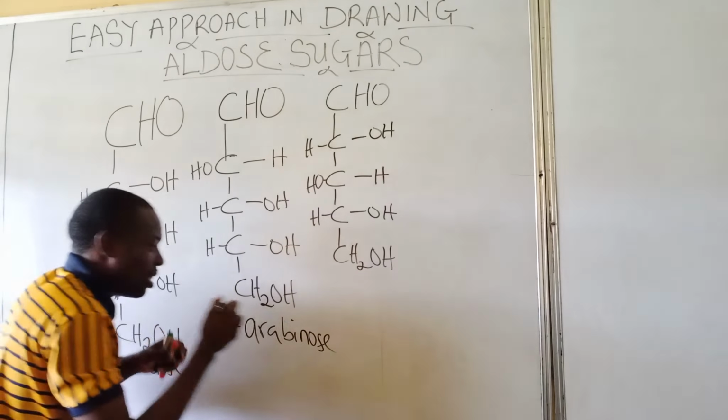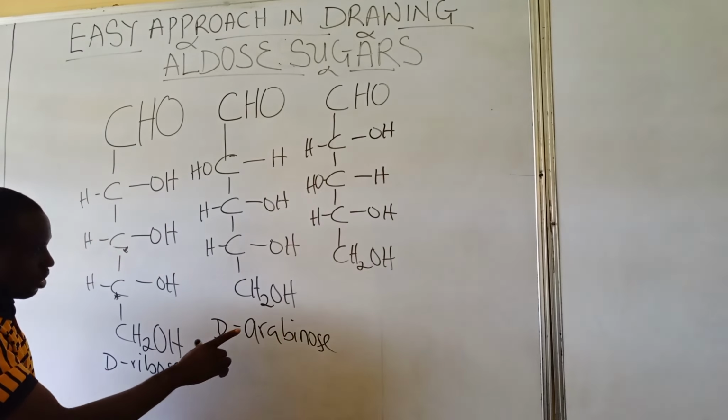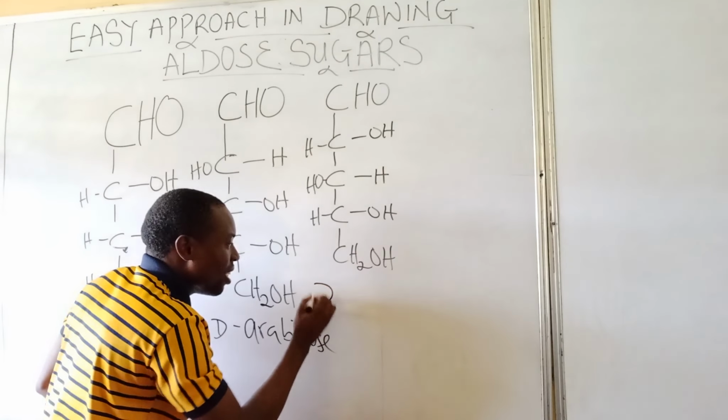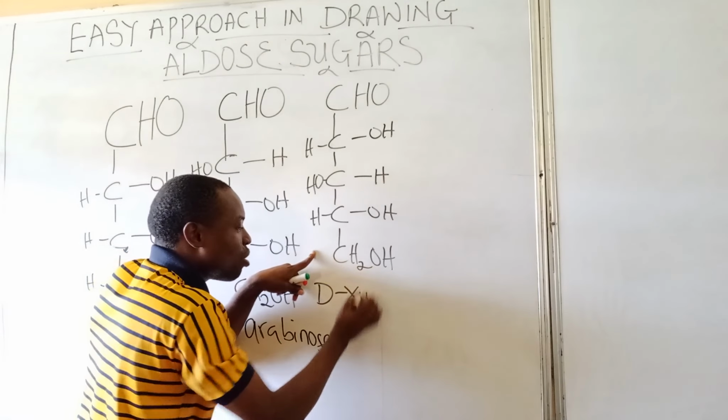So let's fall back to this. So this is D-arabinose. Now the next one is this one, which is what we call the D-lyxose.